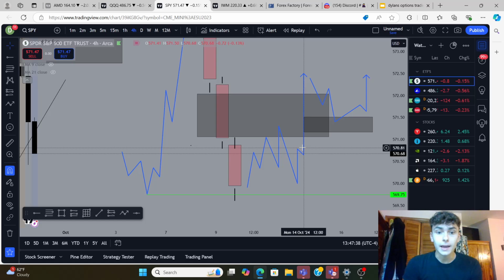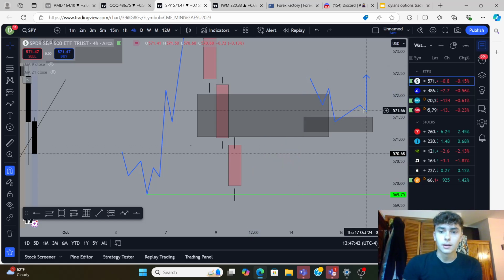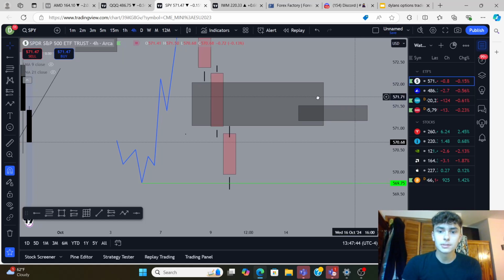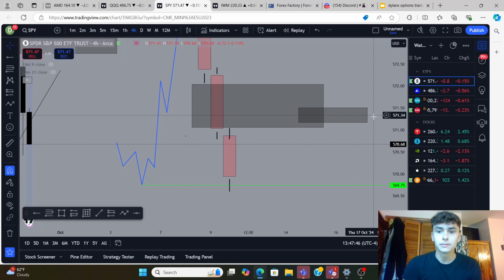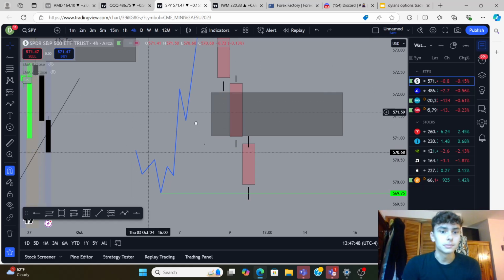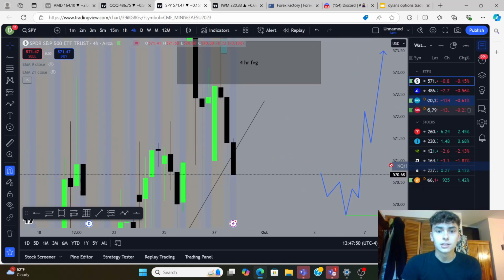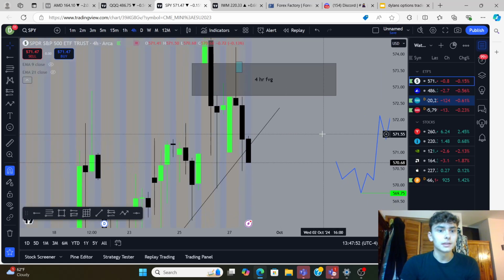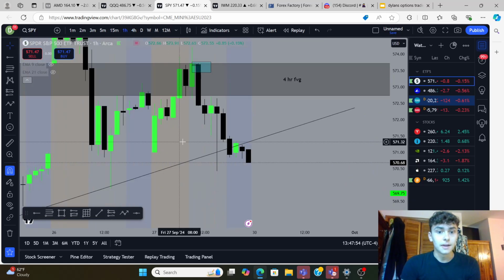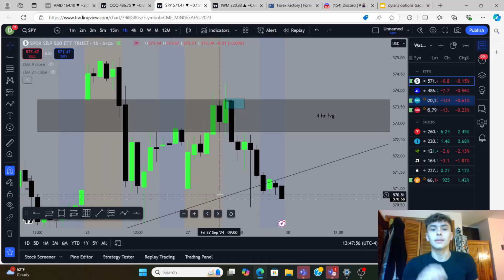So that is pretty much a little rundown on fair value gaps. Let's get into some live examples now. I'm gonna leave this here just because we could always come back to it, right? So let's look at Friday's price action. Now Friday, I read price like the back of my hand. I nailed almost every single move. I called it out in my Discord, right?